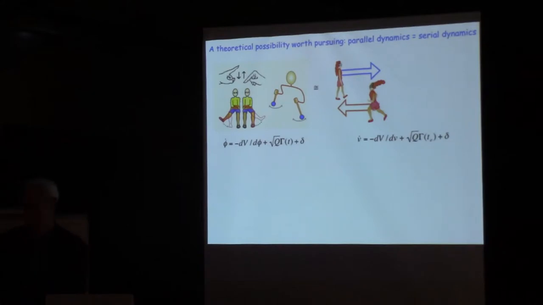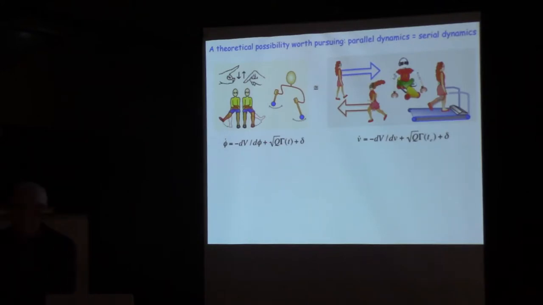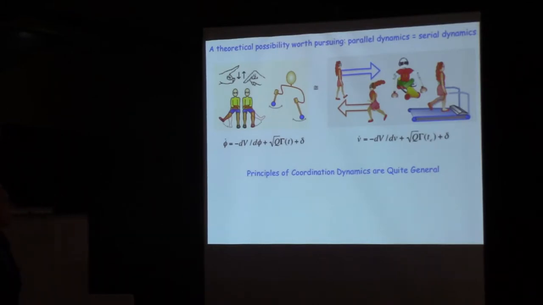While looking at each other. And here are people running, as you can see, outward and backward, whatever that is, blue and red, and on treadmills. And this is a person using plungers on a skateboard. Basically, you can see the generic principles at work here, and it doesn't matter much what the vehicle is. And I think this particular result we just looked at is quite stunning. Principles of coordination dynamics are quite general.